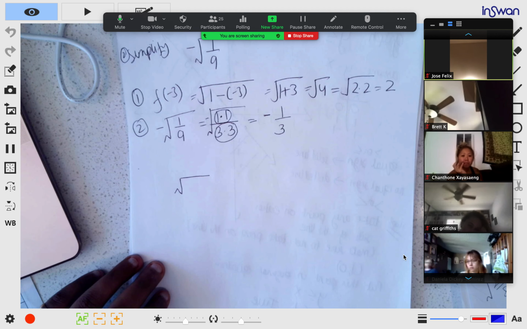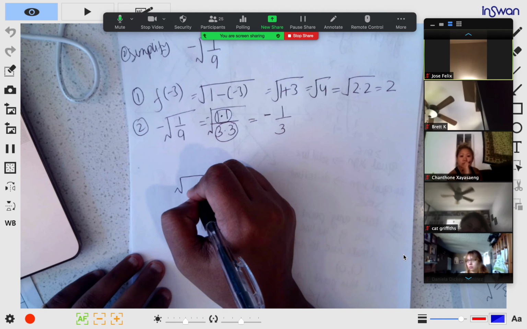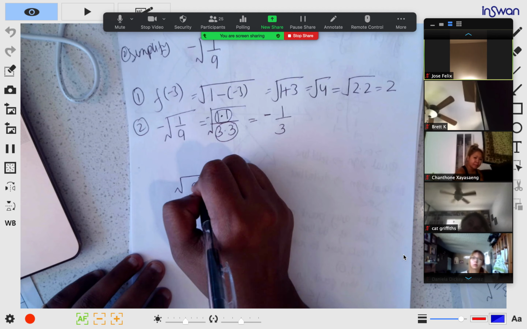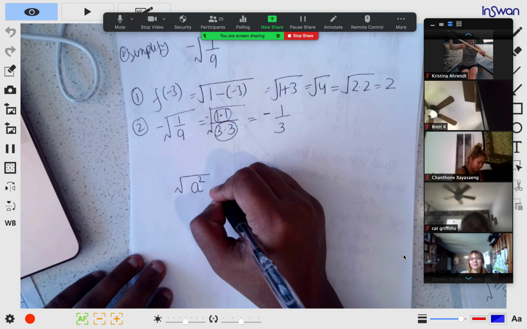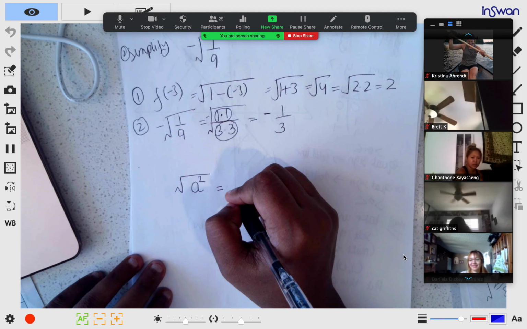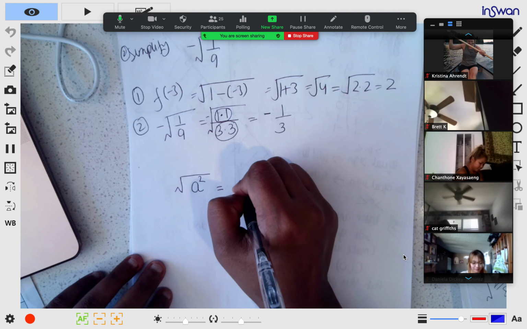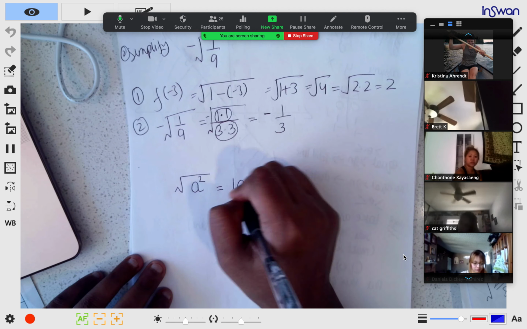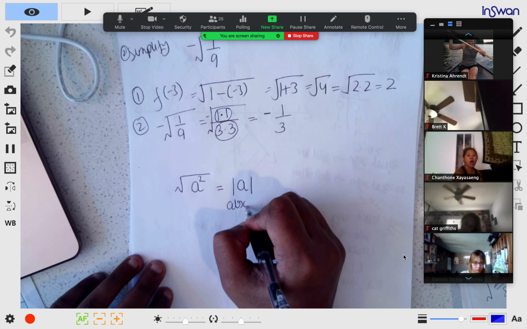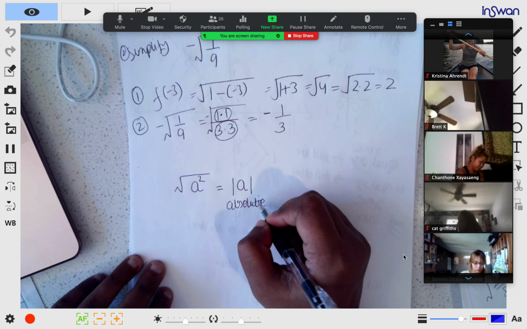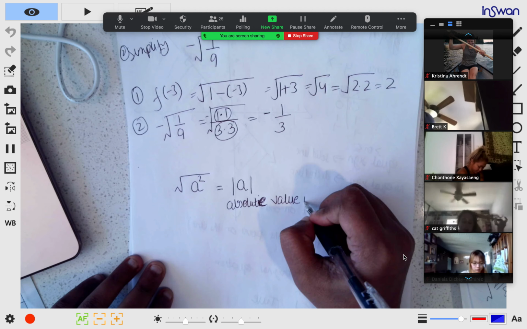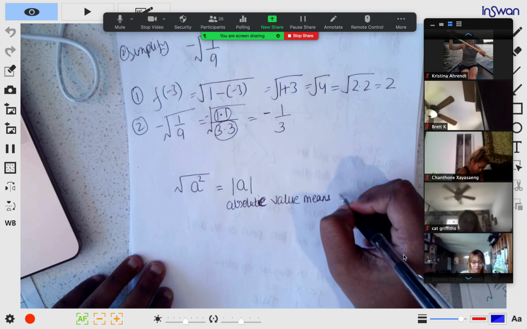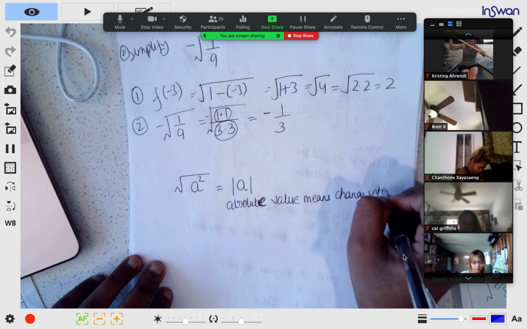Whenever you are finding a square root of a square, you will always get the absolute value of a. Absolute value basically means change into positive.